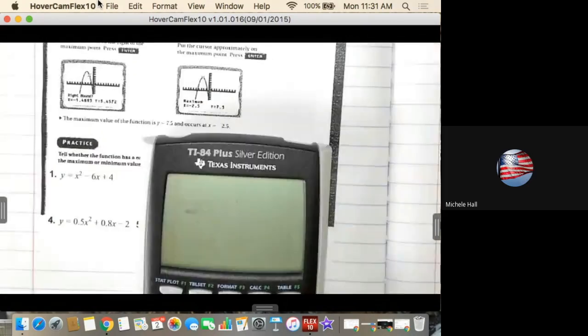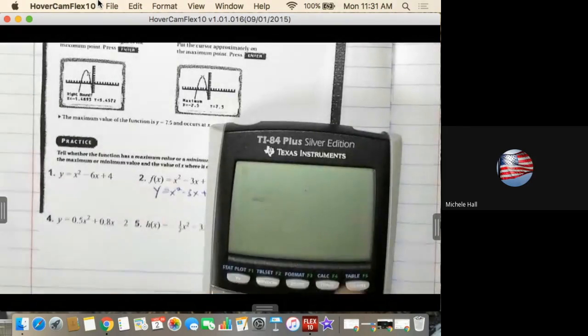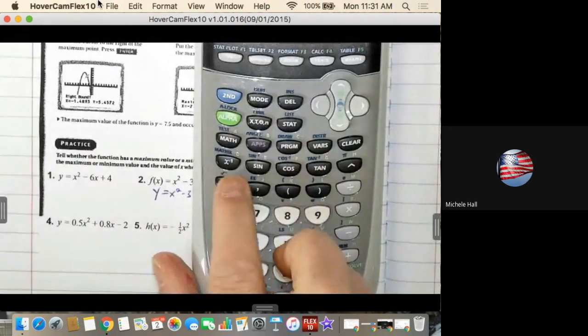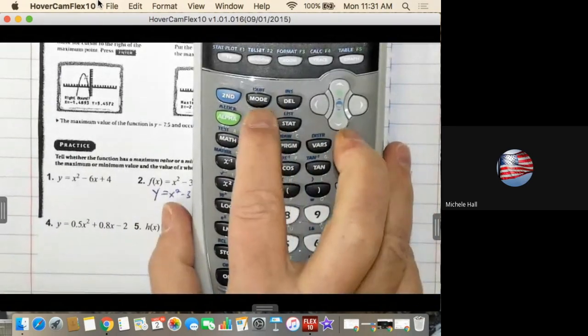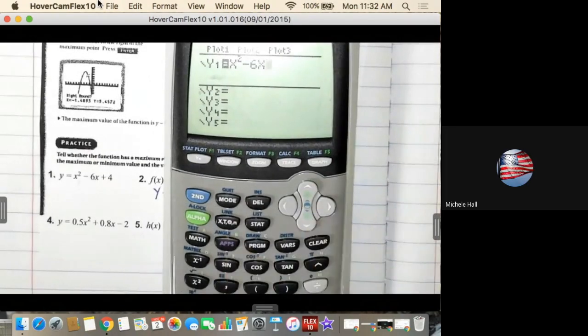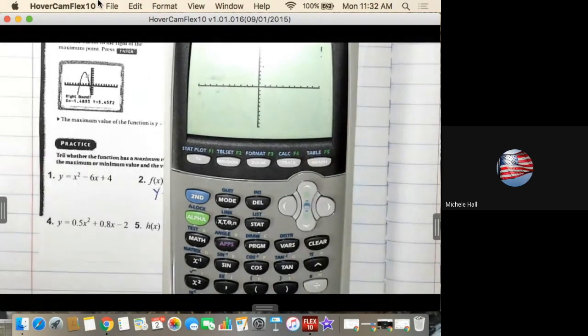Let's graph number 1. X squared minus 6x plus 4. Graph. The x squared button is here. So I can do x first and then the square button. Minus 6x plus 4. Then we're going to hit graph. See what that graph looks like. Is it in our window? Do I need to readjust it? Is this a maximum or a minimum? It's a minimum. It's the lowest that it's going to go. That's as low as it goes. We need to find the minimum.